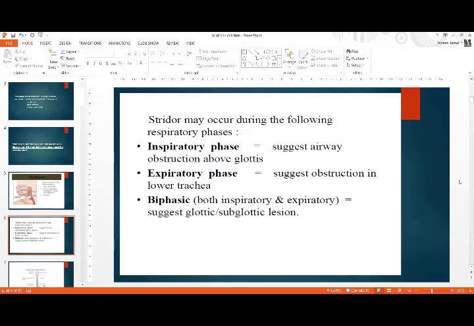If the stridor is audible during the inspiratory phase, it suggests that the obstruction is above the glottis, that is, it is supraglottic. While if the stridor is audible in the expiratory phase of respiration, then there is obstruction low down in the trachea. While if it is biphasic, that is, audible during both inspiratory and expiratory phases, this suggests that the level of obstruction is at the glottis or at the subglottic region. So, inspiratory phase, supraglottis; expiratory phase, subglottis and lower trachea; and biphasic is glottic and subglottic region.